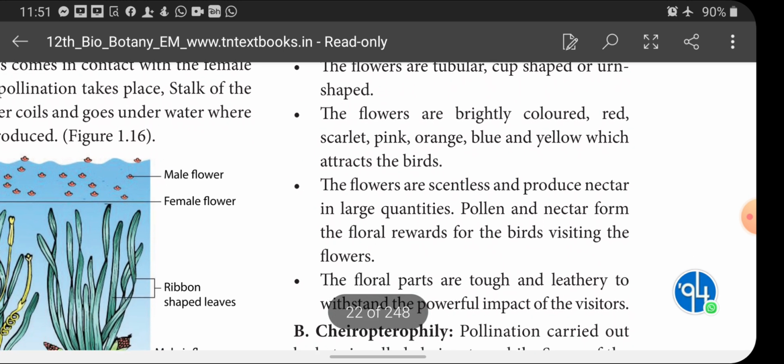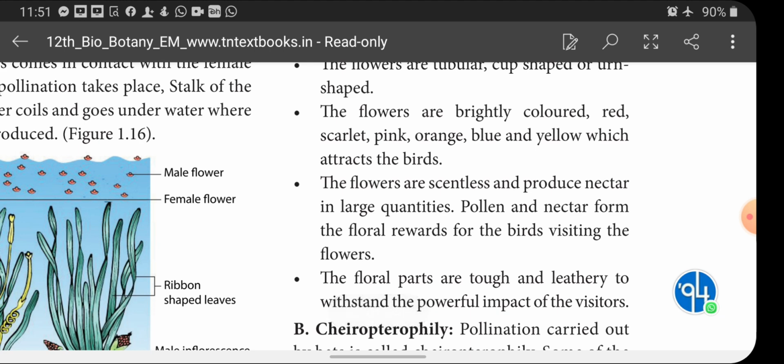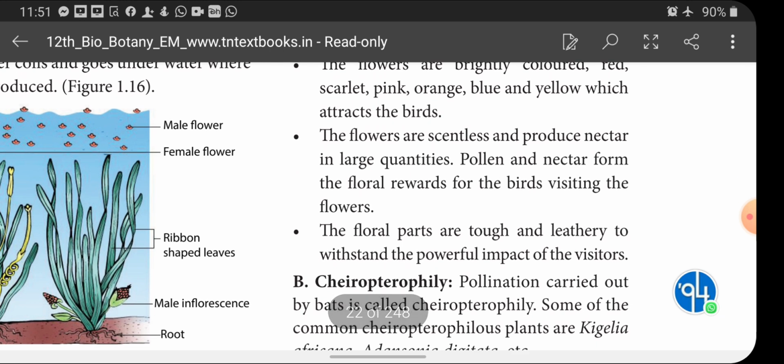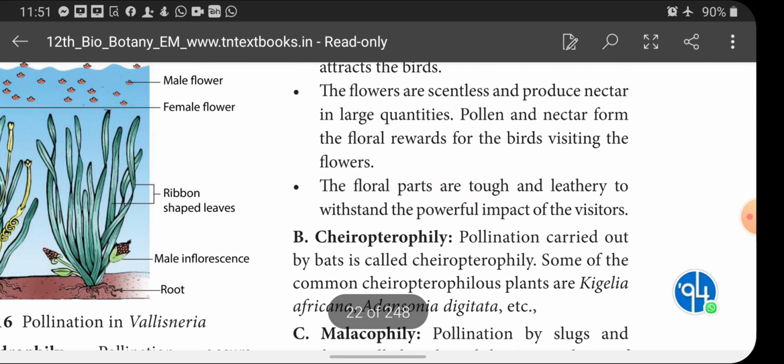The flowers are scentless, no smell is there, but they produce nectar in large quantities. Pollen and nectar form the floral rewards for the birds visiting the flowers. Then floral parts are tough and leathery to withstand the powerful impact of the visitors.